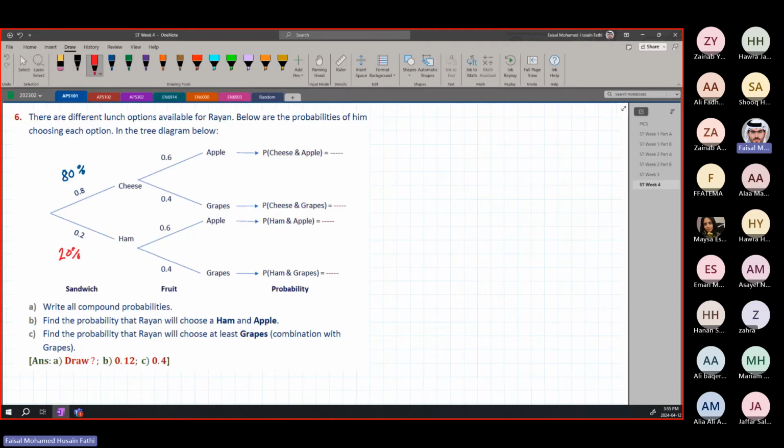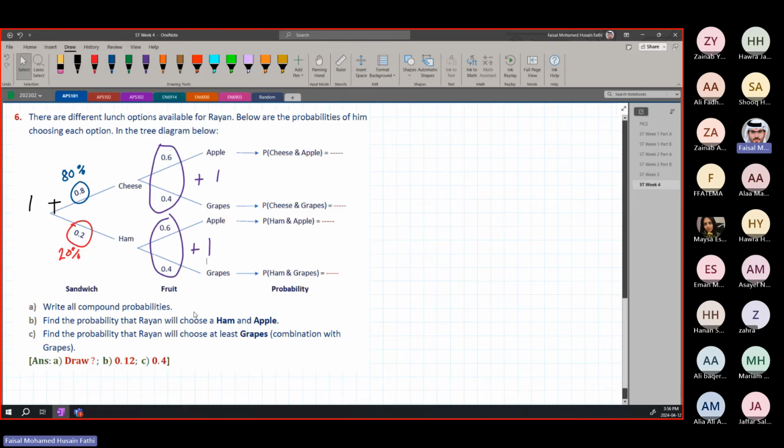If you notice these probabilities here and here, they have to add up to 1. They have to be 100%. Same thing here: if you look at these two probabilities, when you add them, it has to be equal to 1. And these two probabilities, when you add them, have to equal 1 as well.